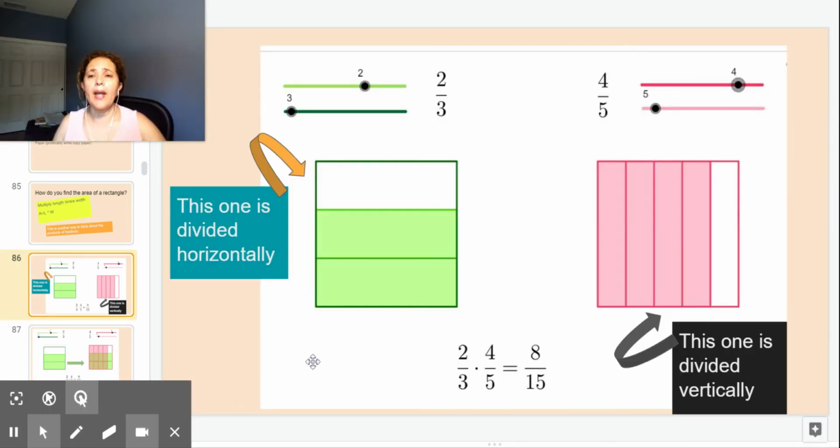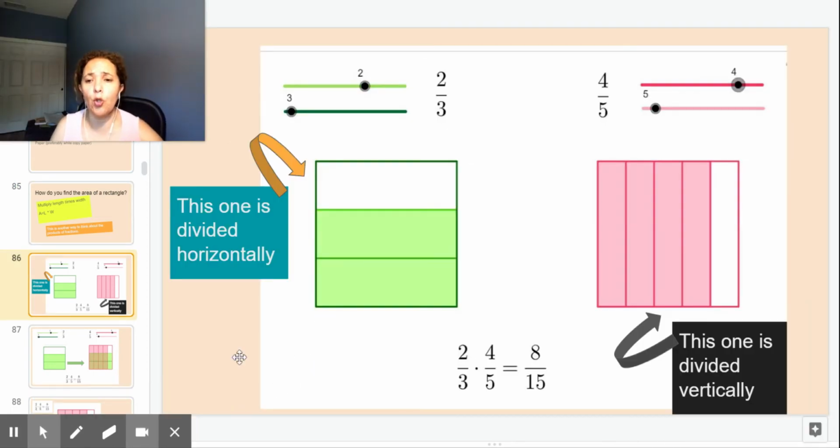Okay, here I have the math problem, 2/3 times 4/5. So I know that 2 times 4 is 8 and 3 times 5 is 15. So I know my answer is 8/15. But I want you to think about what that means visually, okay? So the way to do this visually, you don't need to do this, but I'm just showing you right now. You'll have to do it in just a minute.